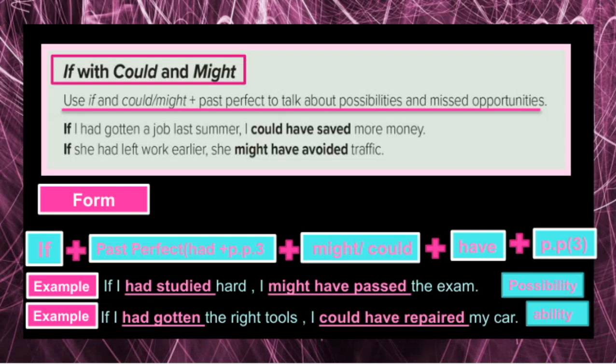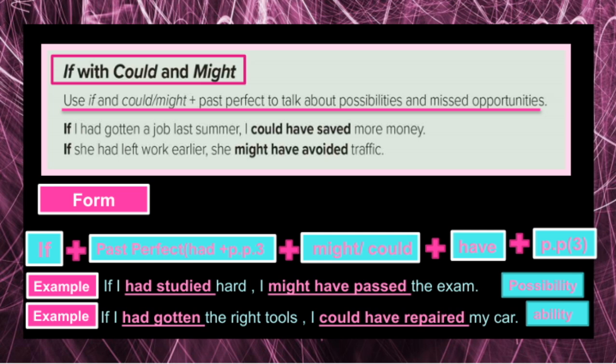Let's look at this example. The first one shows the ability to do something. It says, if I had gotten the right tools, I could have repaired my car. So here, we're talking about a past situation where, with the right tools, the repair would have been possible. The key words are could have, which express ability in the past that was dependent on certain conditions.